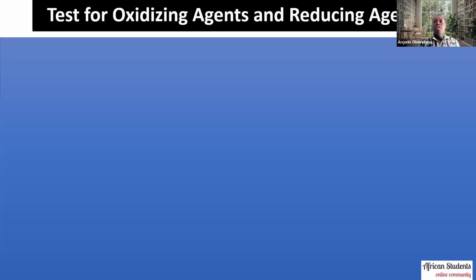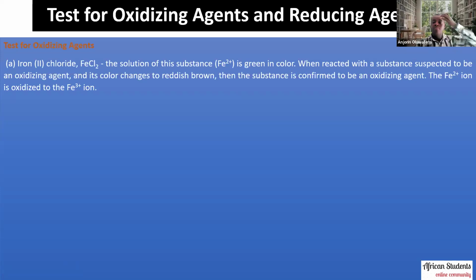We want to test: how do we test for oxidizing and reducing agents? Let's start with the test for oxidizing agents. The first method is the use of iron(II) chloride. The solution of this substance, iron(II), is green in color. When reacted with a substance suspected to be an oxidizing agent, its color will change to what? Reddish brown. Then the substance is confirmed to be an oxidizing agent. And why is that? It's because the iron(II) ion is oxidized to iron(III) ion. So we can use iron(II) chloride to test for an oxidizing agent.